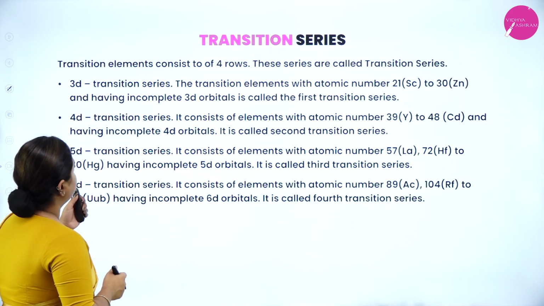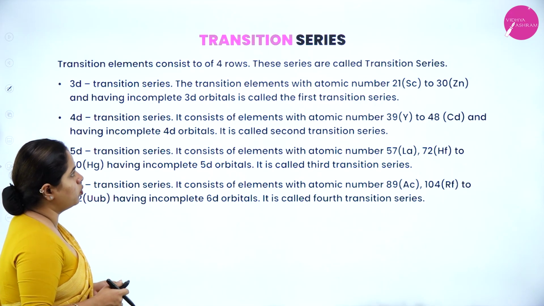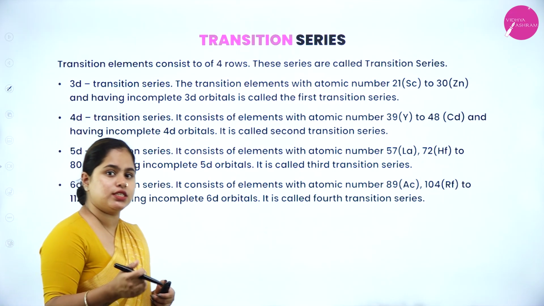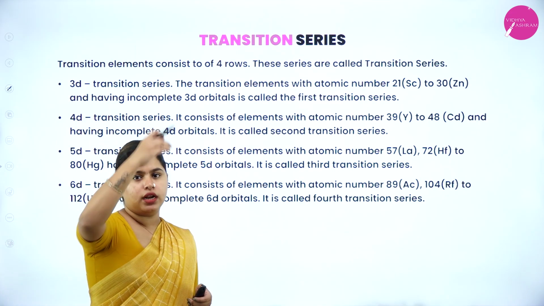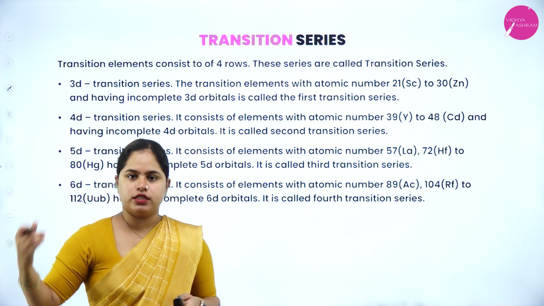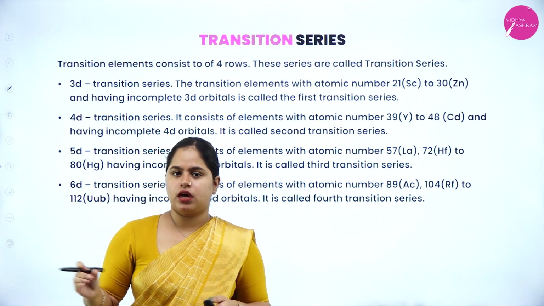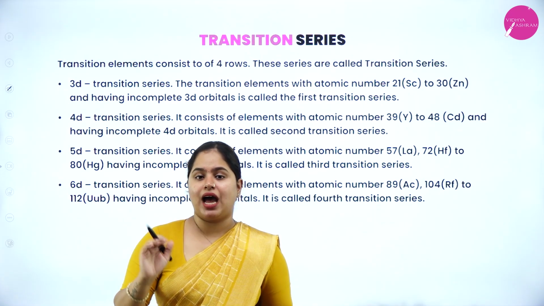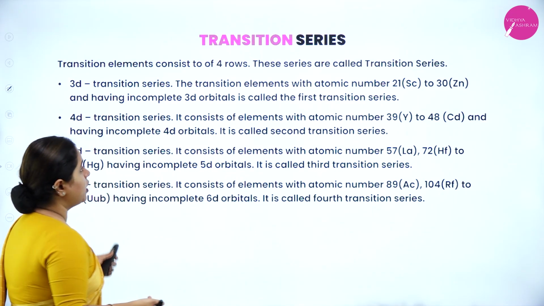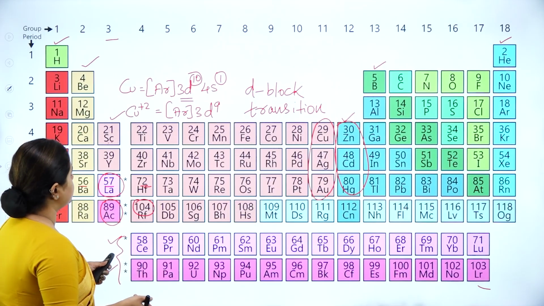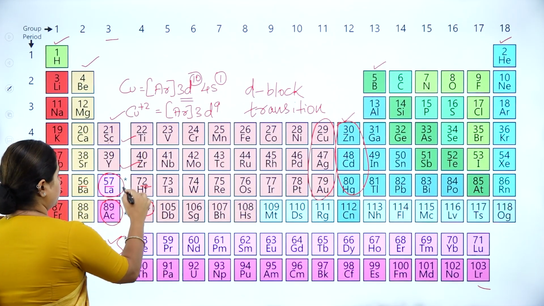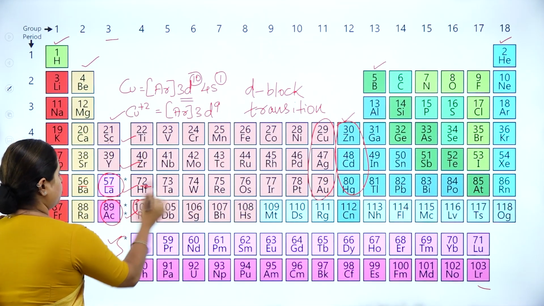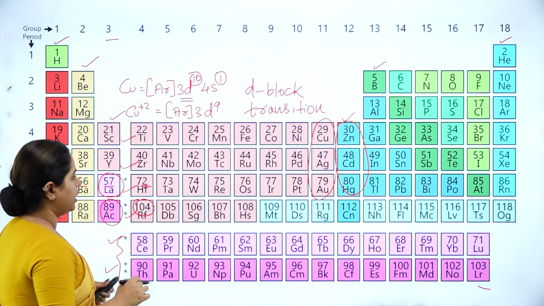Now moving on, transition elements consist of 4 rows. These series are called transition series. So generally we know that the vertical columns are called groups and the horizontal rows are called periods, right? So in here we are going to call these periods as series. There are a total of 4 series here, as you can see: 1, 2, 3 and 4. 4 series are there in d block elements.